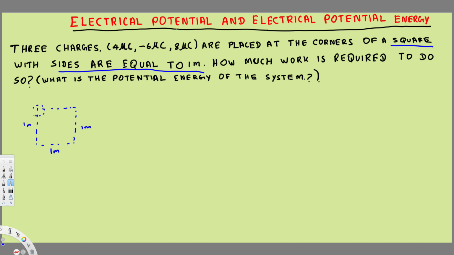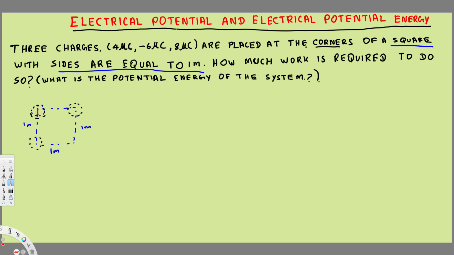Let's choose a different color. So I put one charge right here, one charge right here. So they also mentioned it's in the corners, right? So that's why we are placing right here. So one charge right here, and we have three charges. So let's place this 4 microcoulomb right here.